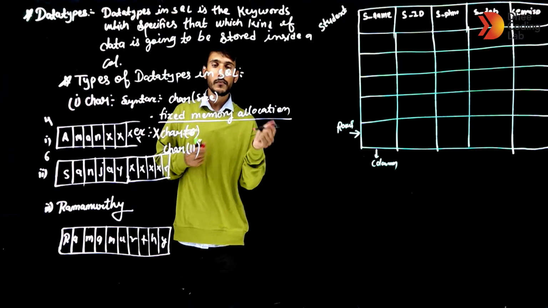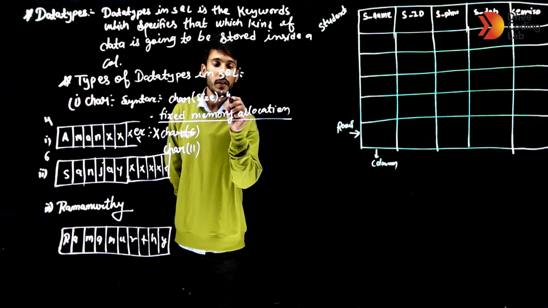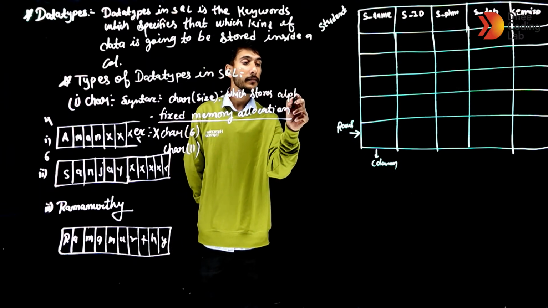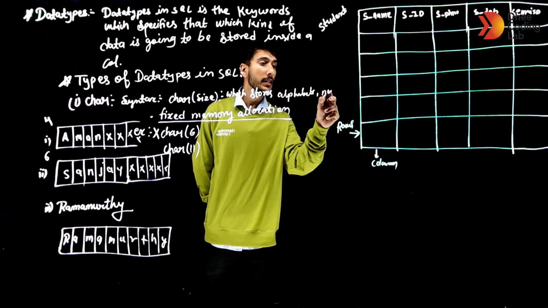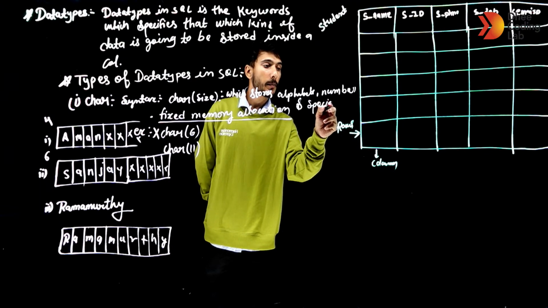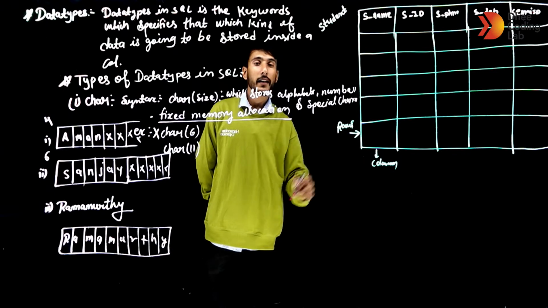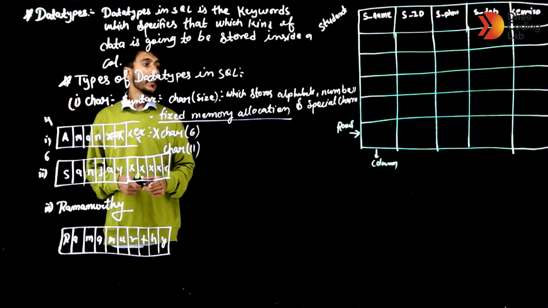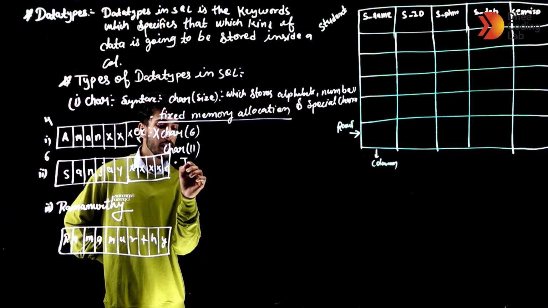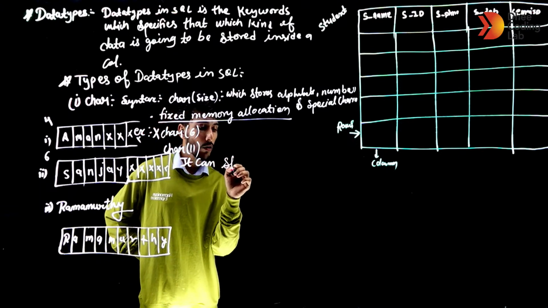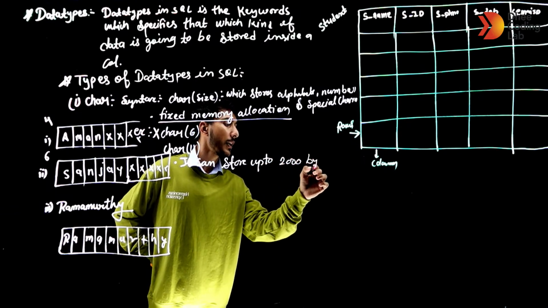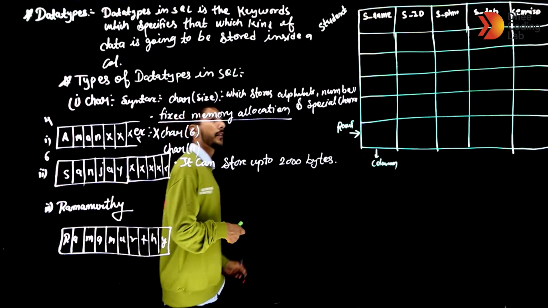Char is a data type in SQL which stores alphabets, numbers and special characters. It can store up to 2000 bytes. Now what is this, sir?